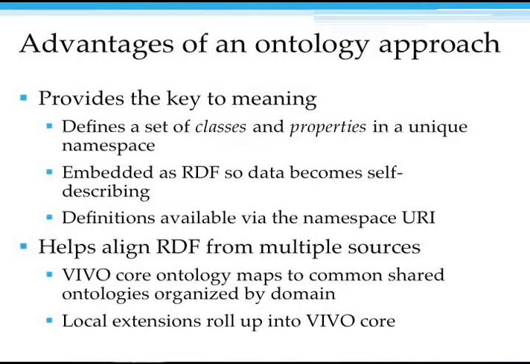And it lets you map to other ontologies in the outside world that are being used more broadly, once you have the standard ontology for our own information. And finally, you can have local extensions to the shared ontology that then roll up. So you may have a particular refinement of an academic position at your institution that you can just roll up into academic appointment in the common ontology.